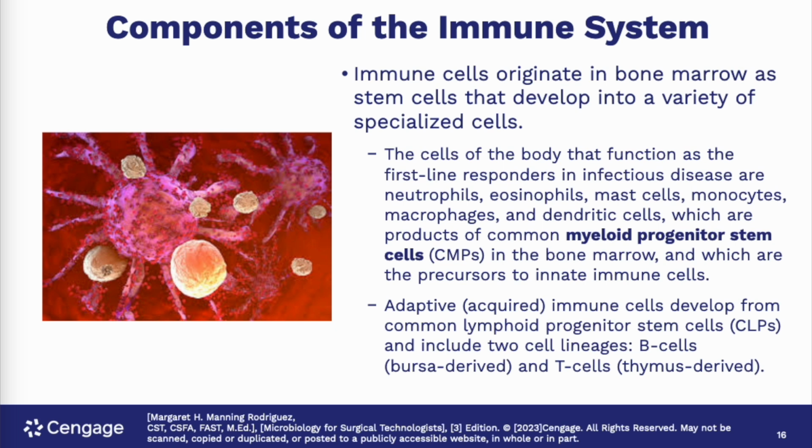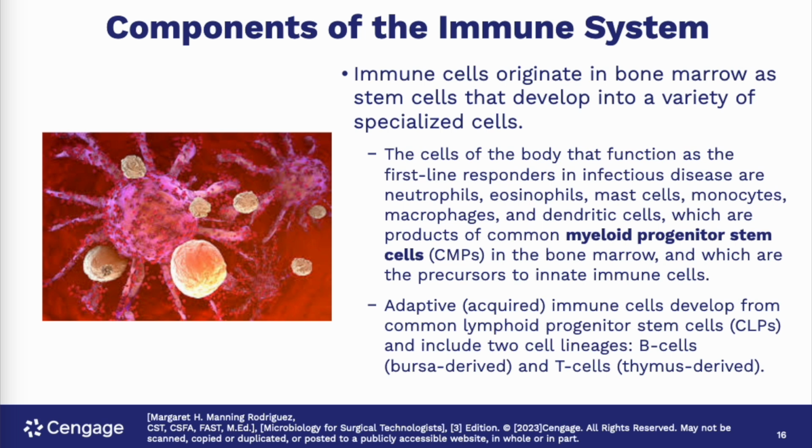Immune cells begin as stem cells in the bone marrow, which develop into specialized cells to fight infection. The first line responders to infections are cells like neutrophils, eosinophils, mast cells, monocytes, macrophages, and dendritic cells. These cells come from the myeloid progenitor stem cells and are part of the innate immune system.